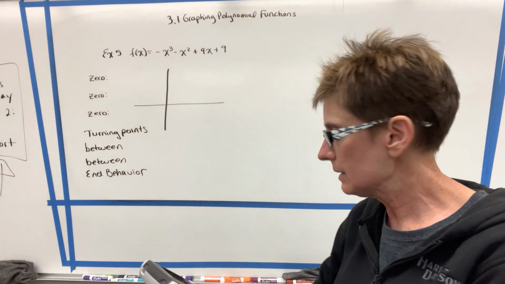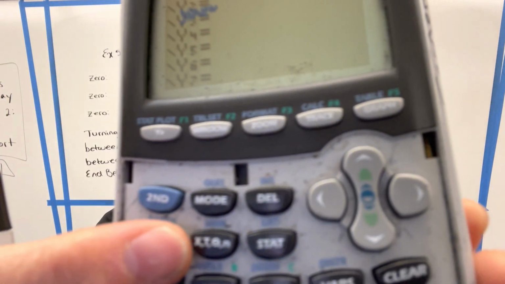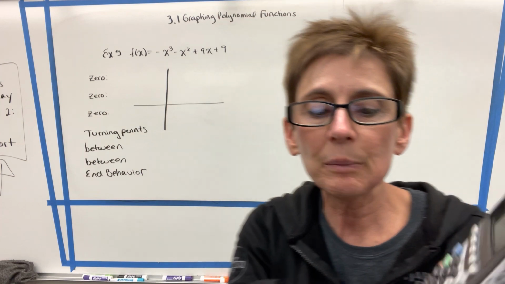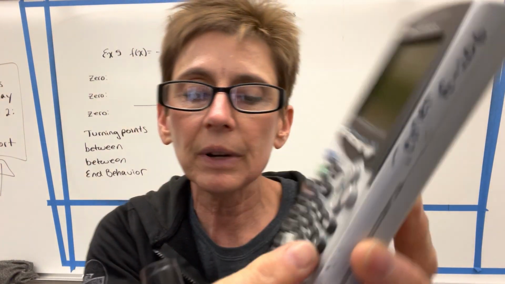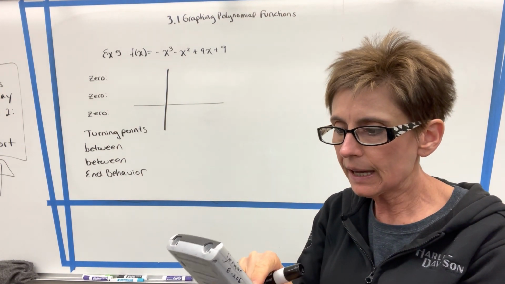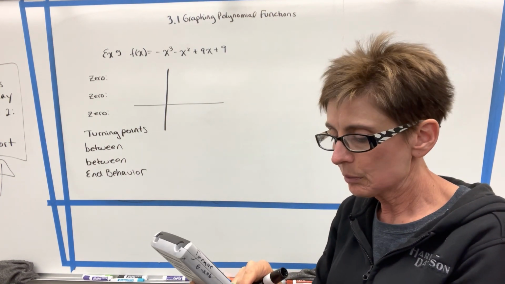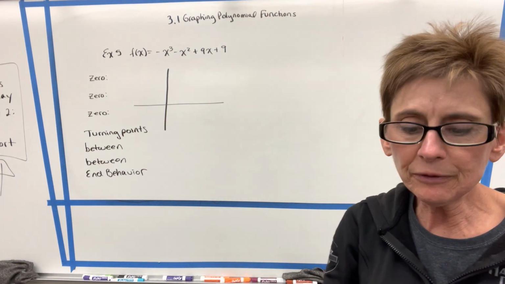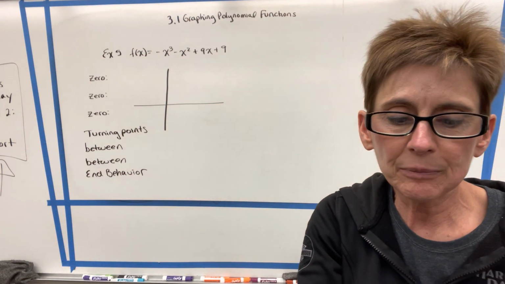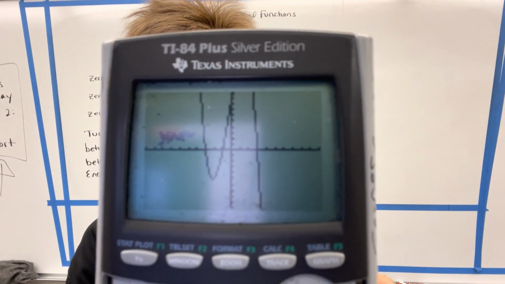So you're going to go negative, and then for the x, you're going to use this key right here, the one that says x on it. So negative x, and then to do to the power of 3, you use that caret button right there. So negative x to the power of 3 minus x to the power of 2 plus 9x plus 9. After you enter that, then you want to hit the graph button, which is right there. So we hit the graph button. Now, when you do that, it is going to show you a picture of your graph.